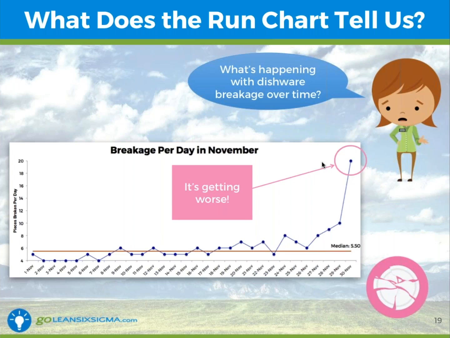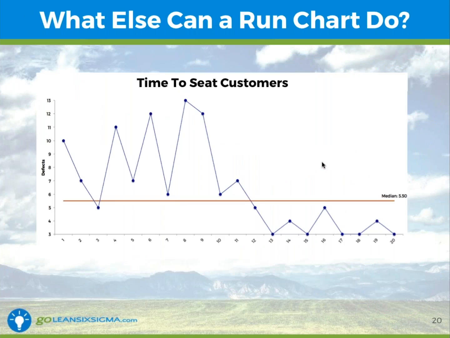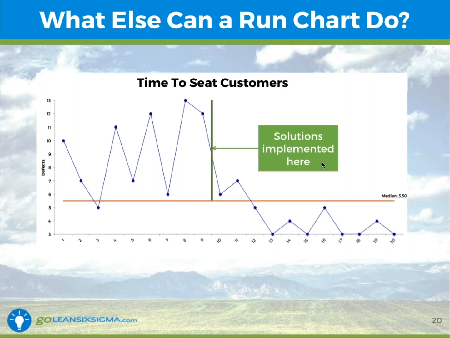Let's look at what else a run chart can do. Run charts are time plots that show what happened before and after a problem was addressed. So you can insert right here, on this date, if you had dates going across your horizontal axis, you can see exactly when it happened. Say, that's when we implemented our solutions. Now you see things got better. And that's what you want to see.